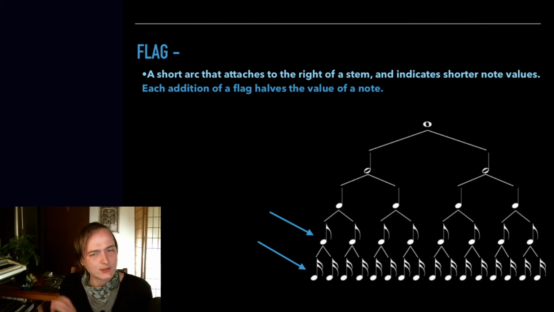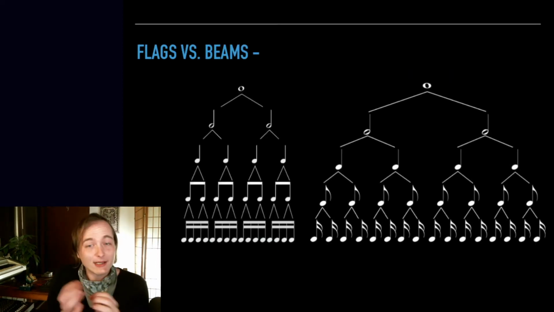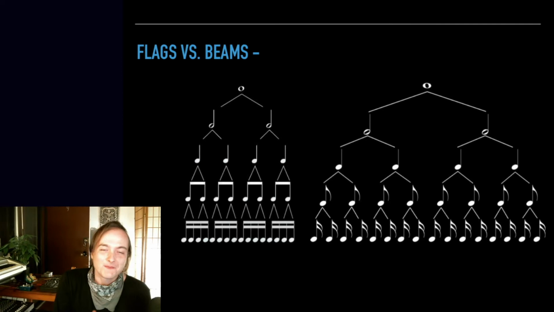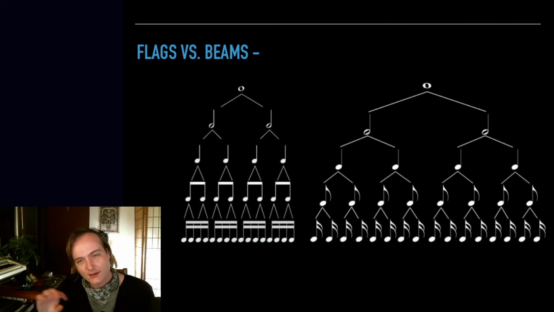Before we get to actually some counting, I want to review the flags and beams and clarify exactly what is the point of beams versus flags. So we have these two rhythm trees, right? And I just explained that they're exactly the same, except one thing. The one on the left has beams and the one on the right is using flags.